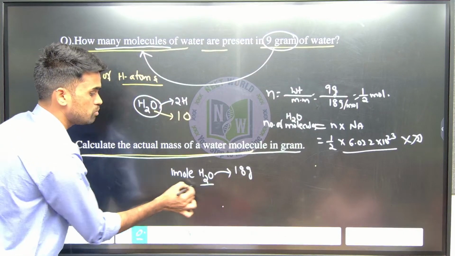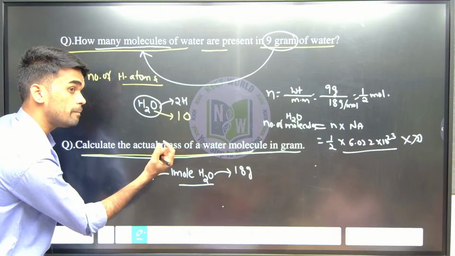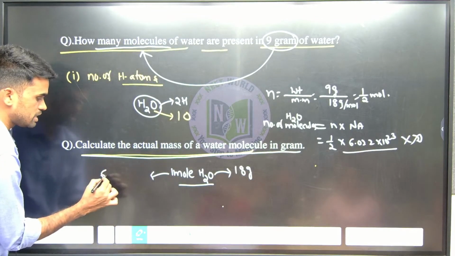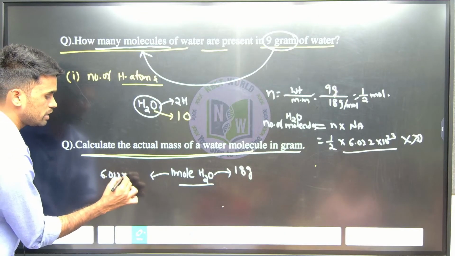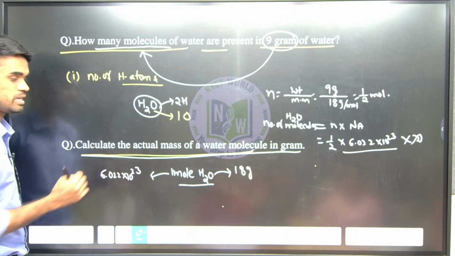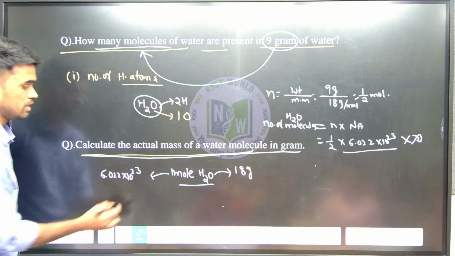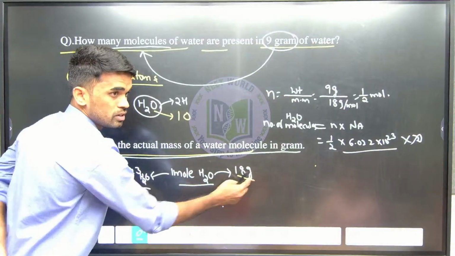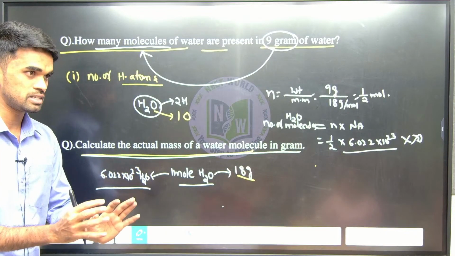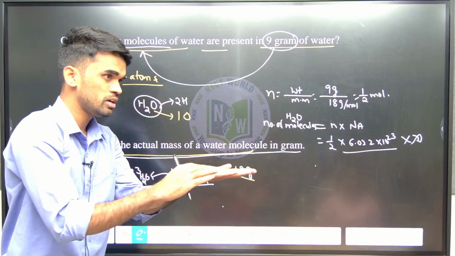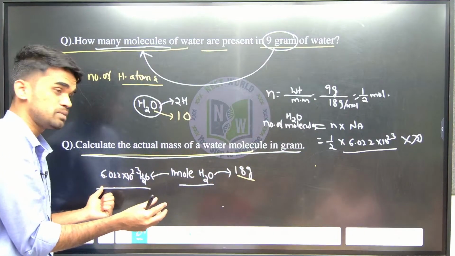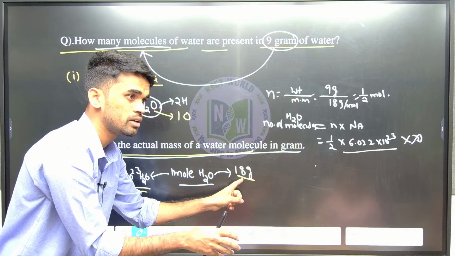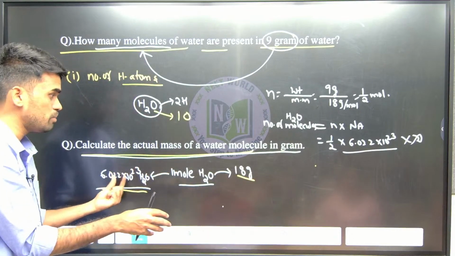It means 1 mole means how many particles will be there, water molecules? Avogadro number, 6.022 into 10 power 23. This many water molecules will be there. So for this many water molecules, what is the weight? Just understand, you have taken a weighing machine and you are keeping this many water molecules on it, and how much weight will it be? 18 grams. For this many molecules, 18 grams.